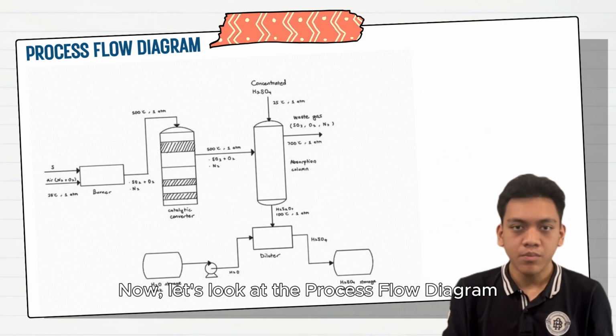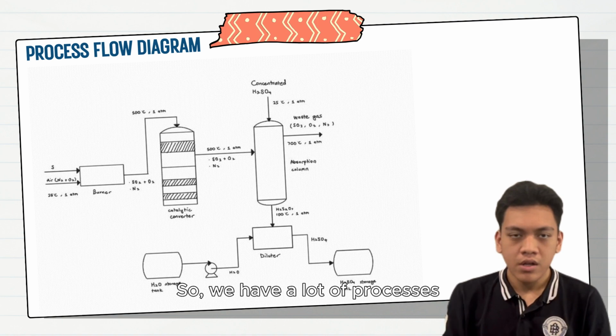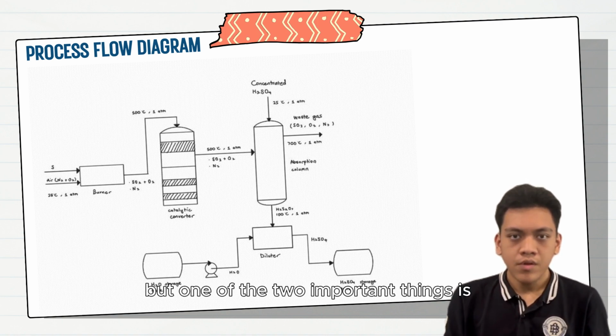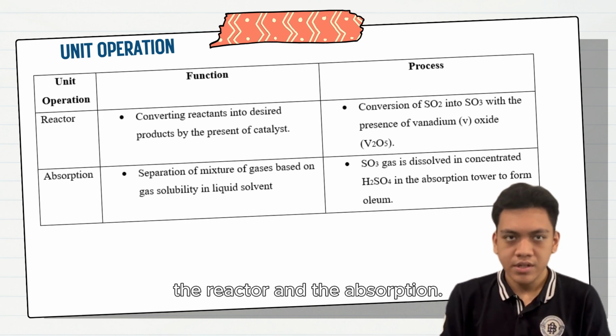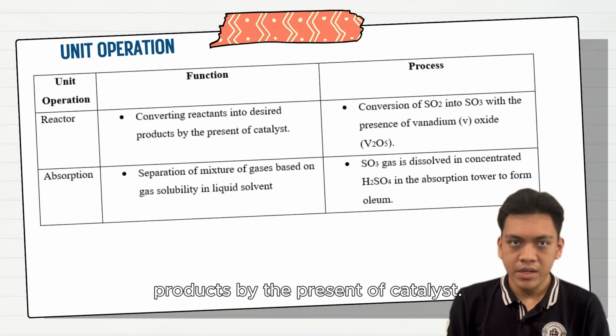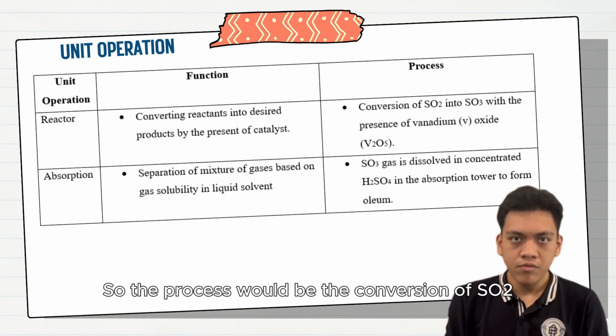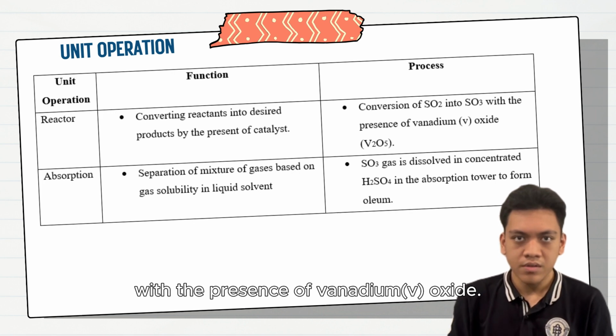Now let's look at the process flow diagram of the sulfur as well. We have a lot of processes, but two of the important ones are the reactor and the absorption. The function of the reactor is to convert reactants into desired products in the presence of catalysts. The process would be the conversion of SO2 into SO3 with the presence of vanadium oxide.